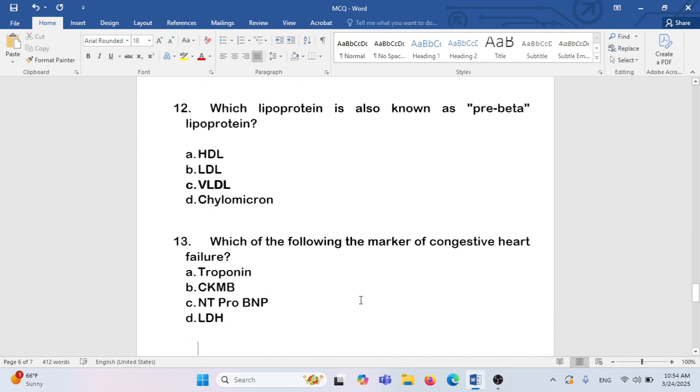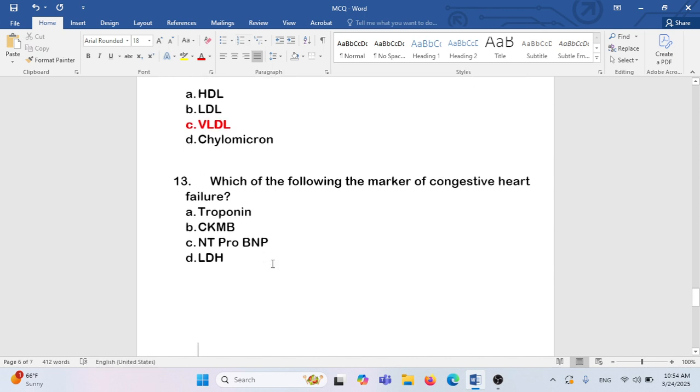Another question, which lipoprotein is known as pre-beta lipoprotein? So here answer is VLDL. VLDL is pre-beta lipoprotein, and it is called pre-beta due to its migration pattern in the electrophoresis.